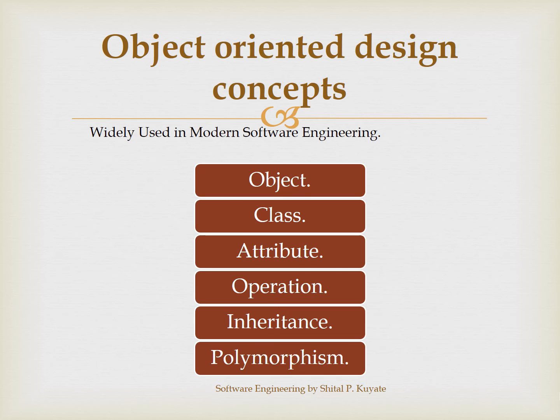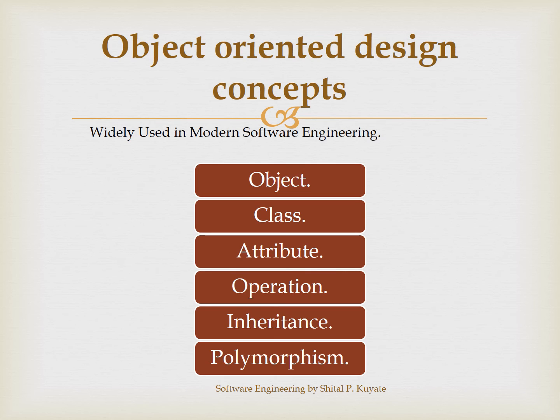The next one is attribute. Attribute is a collection of data values which describes the state of an object. The next one is the operation. Operations are also known as method and service, and provide a means to modify the state of a class. The next one is inheritance. It is a process in which an object inherits one or more features of a superclass. The last one is polymorphism. It is the ability of an object to be used in more than one form.